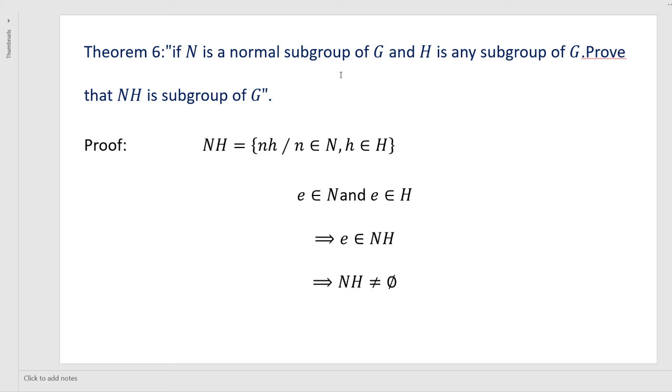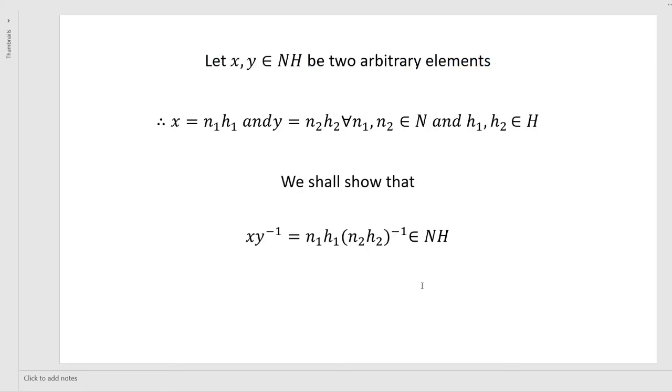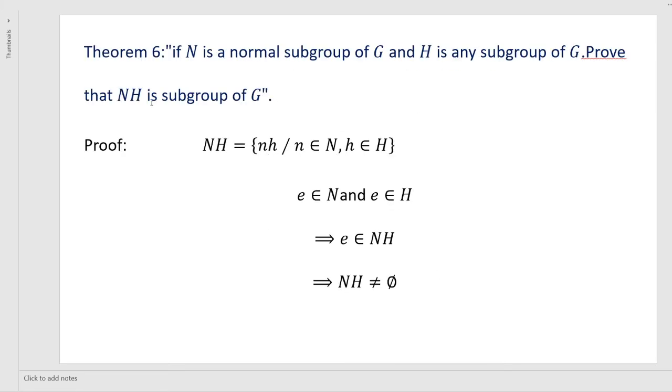Next. If N is a normal subgroup of G and H is any subgroup of G, prove that NH is a subgroup of G. I consider first the set NH. It is the set of products of elements from N and elements from H, that is, nh such that n belongs to N and h belongs to H. First, I prove it is non-empty. N is a normal subgroup, so obviously the identity element is in N, and in H, the identity element is there because it is a subgroup. So their product e into e, again e, we have got, obviously it is in NH. NH is non-empty.